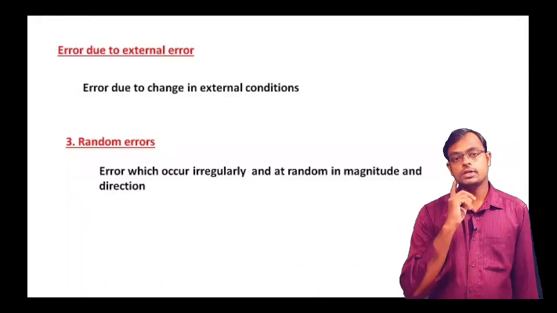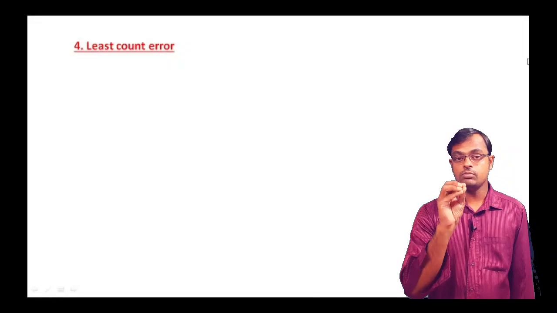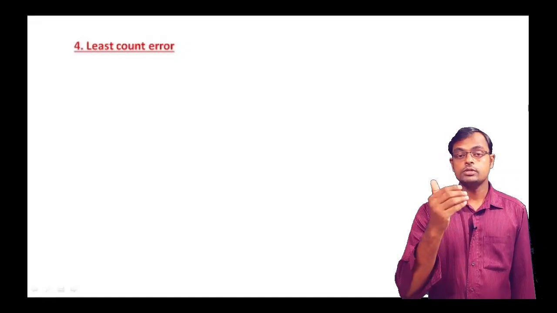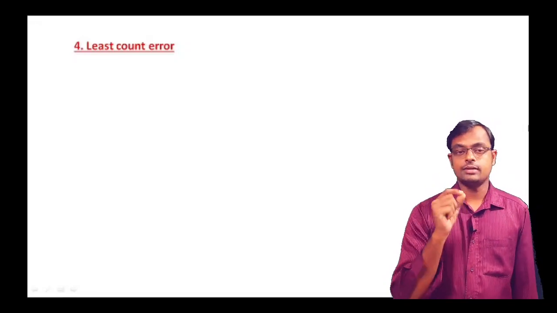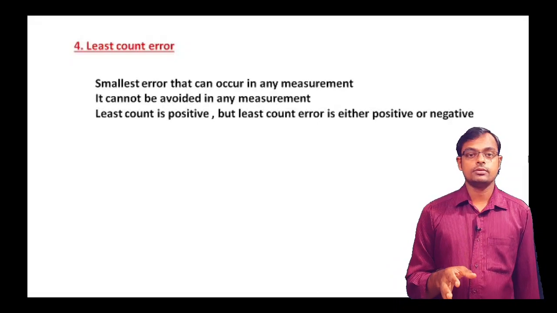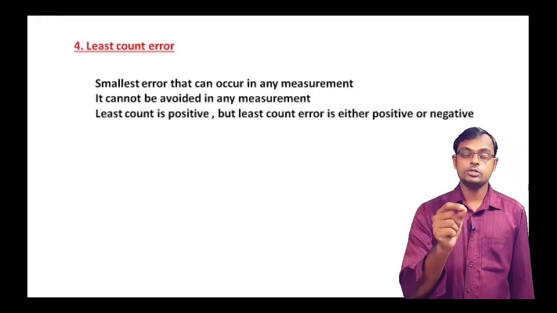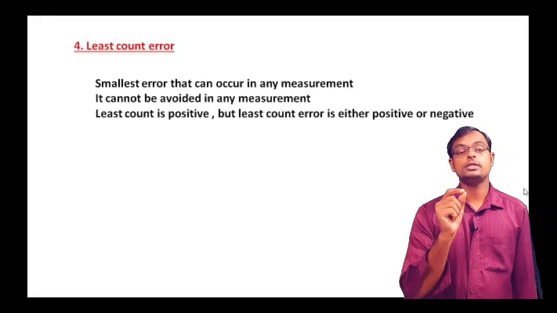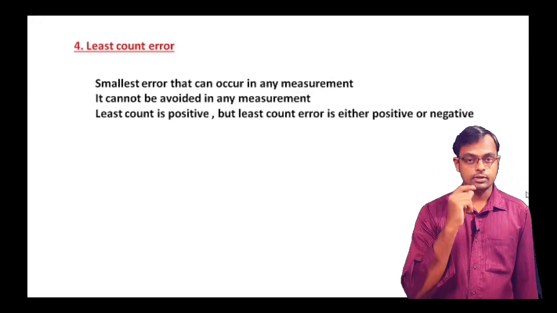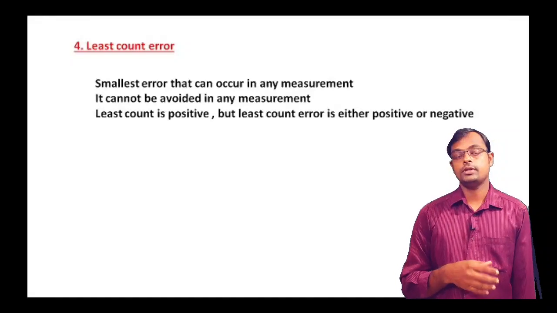Now let's move to the next error, called least count error. As you already know, the minimum value that can be measured using any instrument is called the least count. So what is meant by least count error? It is the smallest error that can occur in any measurement. It cannot be avoided in any measurement of a physical quantity. That type of error is called least count error. Least count is always positive, but the error may be either positive or negative.